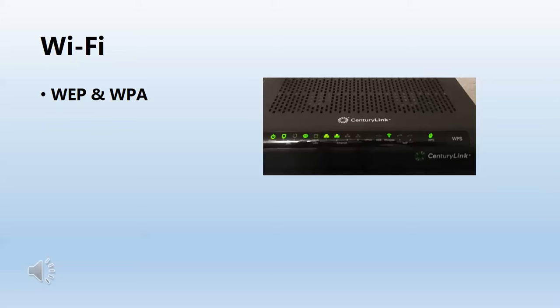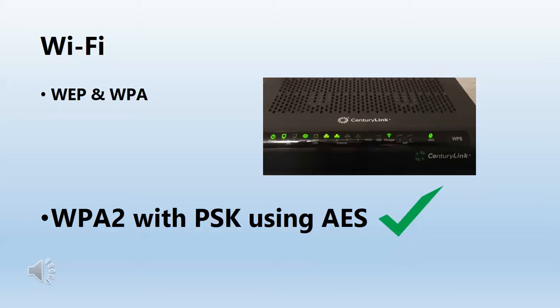There are two major weaknesses in wireless networks, and those are WEP, or Wired Equivalent Privacy, and WPS, which is Wi-Fi Protected Setup. WEP is easy to crack, and WPS uses a PIN, which is also easy to crack using a brute force attack. The best option when using wireless is to use WPA2, which is Wi-Fi Protected Access with a pre-shared key and Advanced Encryption Standard.